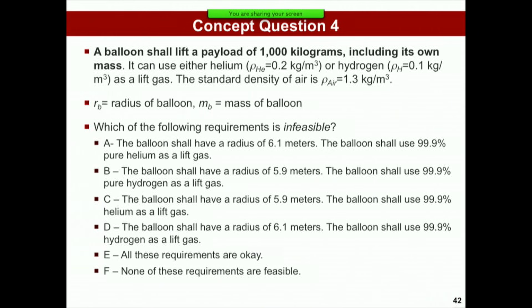Don't cheat. Don't go to the next chart. So think about this. The high-level requirement is the balloon shall lift 1,000 kilograms, including its own mass. And we're trying to allocate lower-level requirements for the size of the balloon and the gas that we're going to use. So try to figure this out.